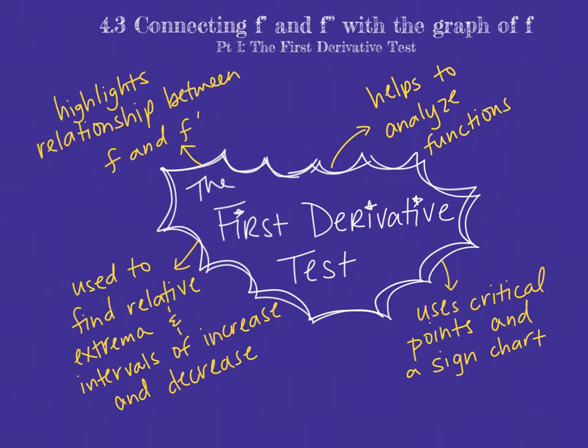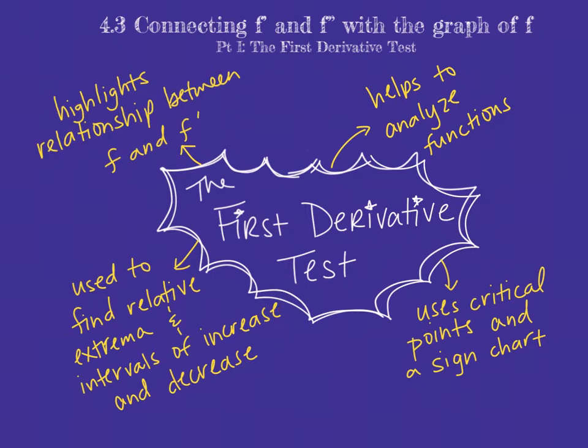We've already talked about the first derivative test, and we know that it's used to find relative extrema, the local or relative minimum and maximum points. Now, we can also use the first derivative test to find the intervals of increase and decrease of a function.